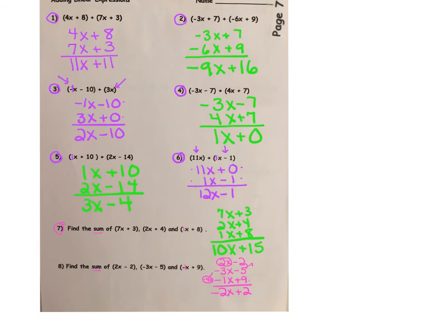For number 2, you should have gotten -9x plus 16. For number 4, 1x plus 0, or you could also just put down 1x. For number 5, 3x minus 4. And for number 7, you should have gotten 10x plus 15. Give yourself a C. This completes page 7 of your term combining packet.